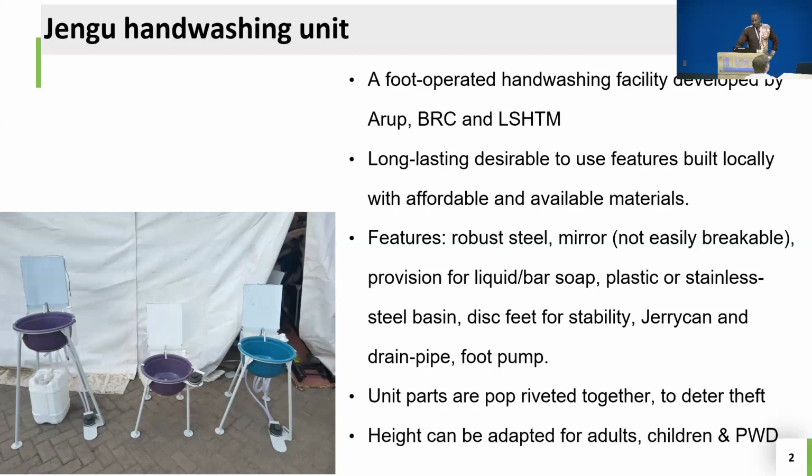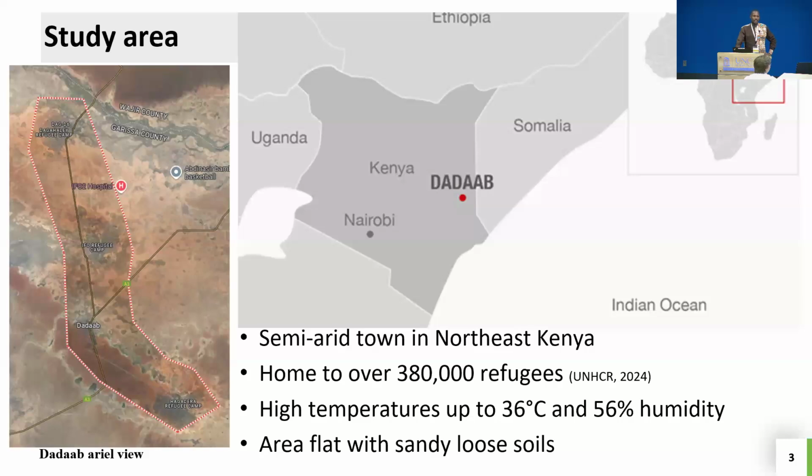The study is based in a semi-arid area, Dadaab. Dadaab is located in the northeastern part of Kenya, bordering Somalia. Most of the refugees in this context are Somalis living in a camp with over 380 refugees. The area is semi-arid, with high temperatures ranging from 36 to 56 degrees, and it's relatively flat with sandy, loose soils.